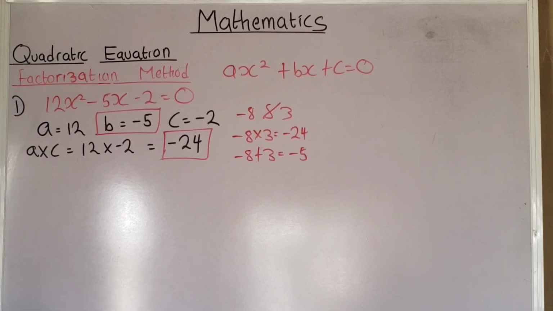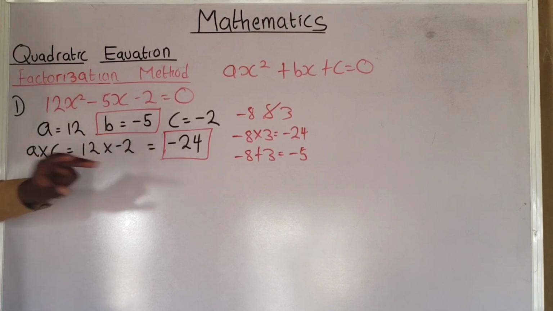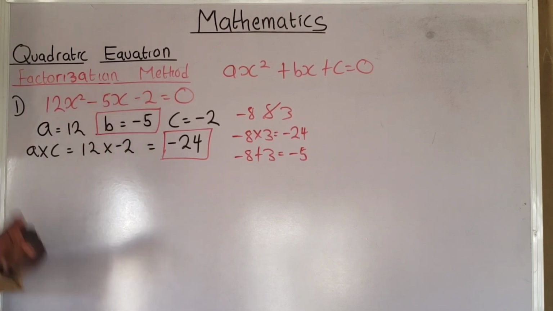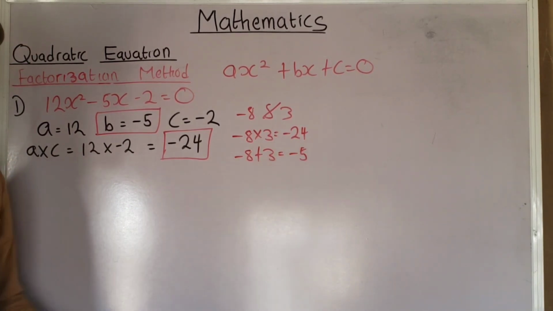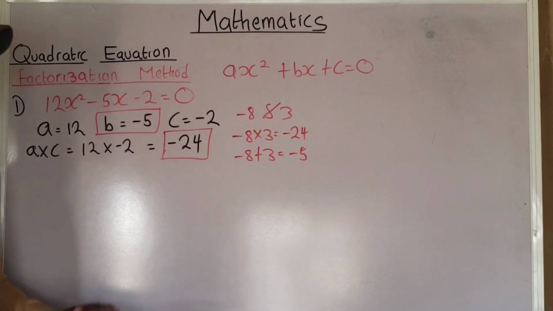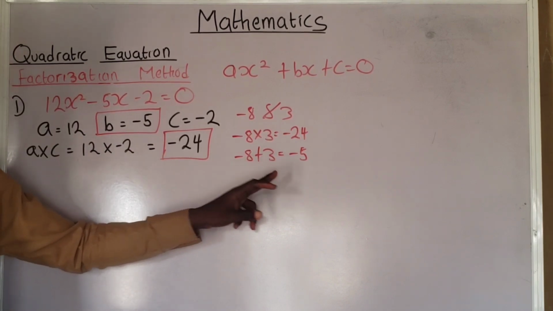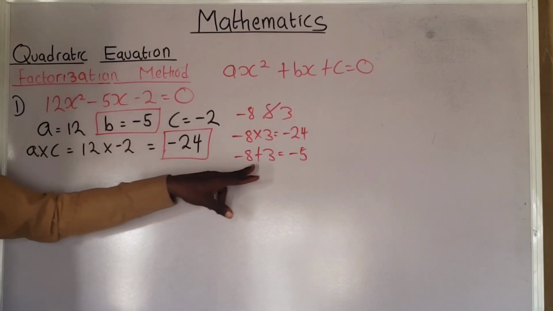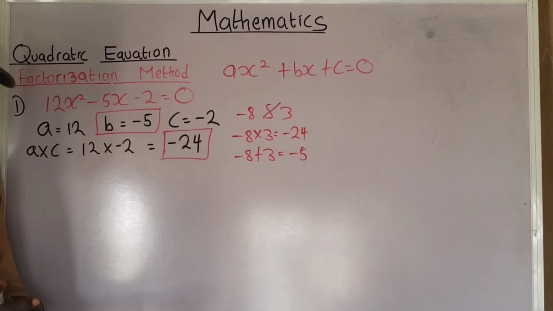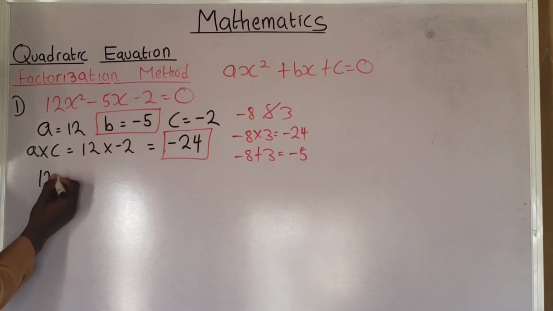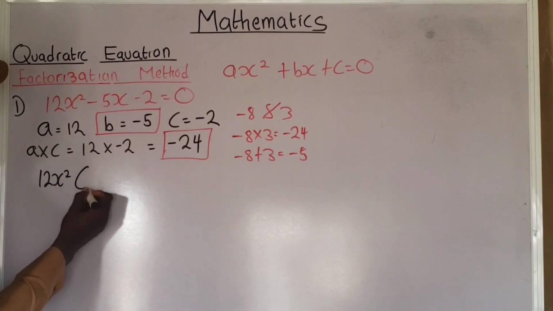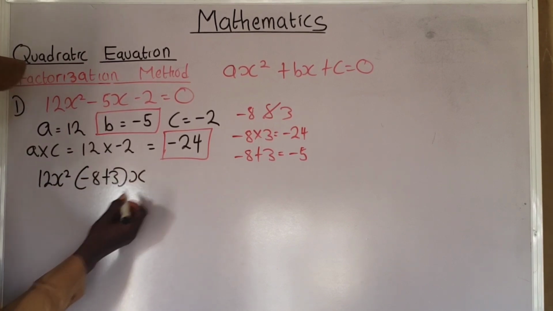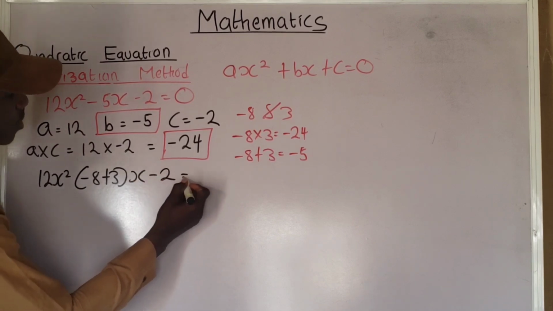Now, having known these two numbers, the next step is that we are going to replace b, which is negative 5, by the sum of these two numbers, because by the time we sum these two numbers, we get b, which is negative 5. So instead of writing b in our quadratic equation, we replace it with negative 8 and 3. Our quadratic equation now becomes 12x squared, and instead of minus 5, we write in bracket negative 8 plus 3, in bracket x, minus 2 equals 0.